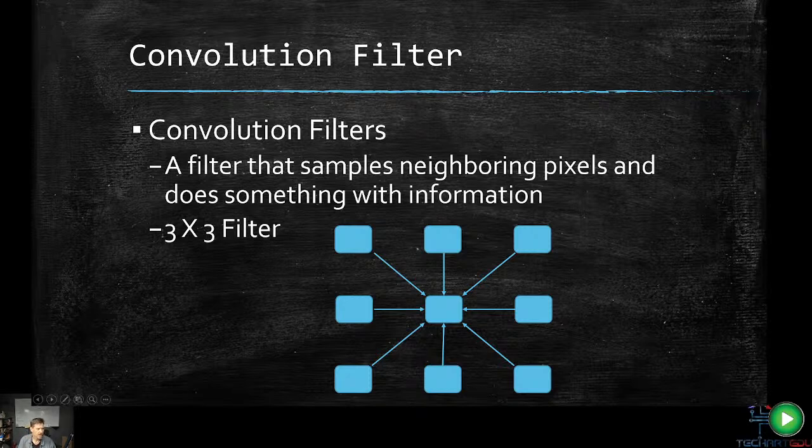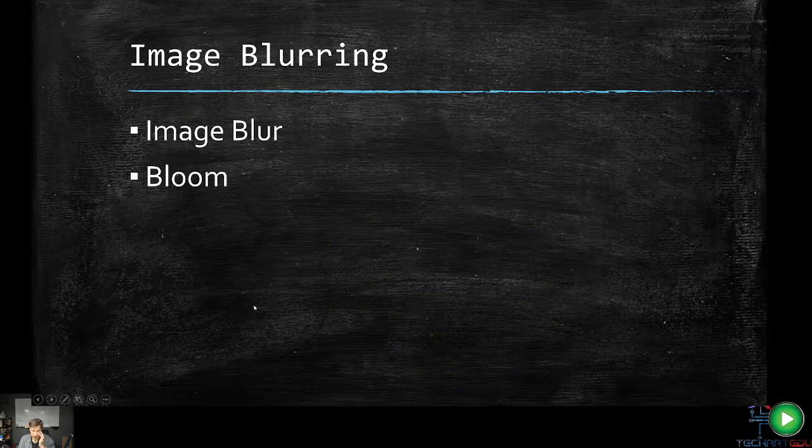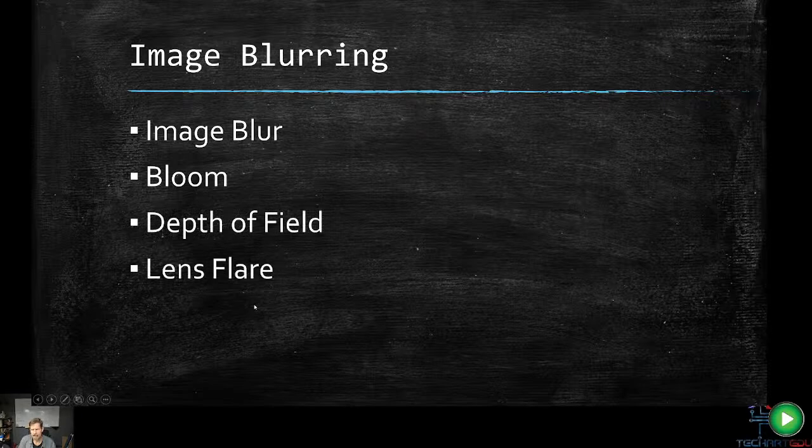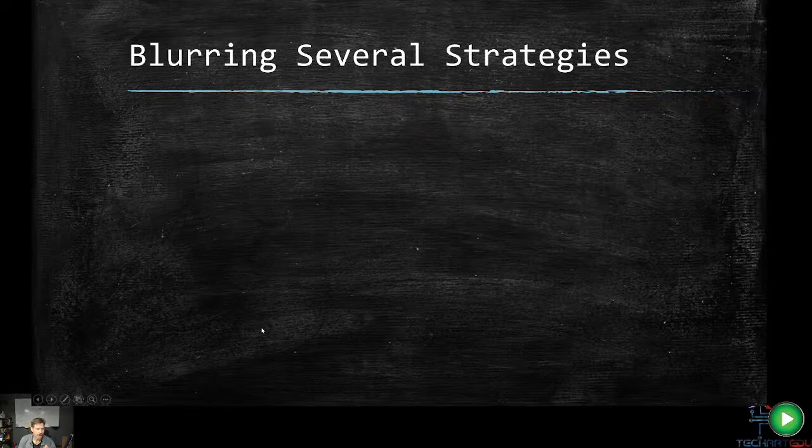And that is a convolution filter. Convolution filters can be done with a bunch of different things. What we're going to focus on today is primarily image blurring, and we're also going to give a demonstration about bloom. We're going to be dealing with depth of field and lens flare. These are the focuses of today's lecture. Blurring is done with multiple different strategies. There's more than one way to do a blur, and we're going to cover a couple, because blurring is pretty much a must-have in any visual effects arsenal.